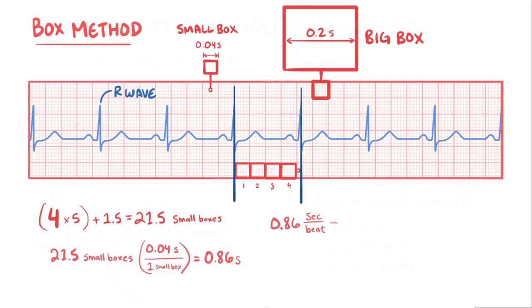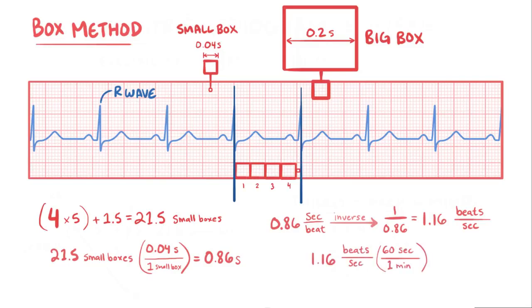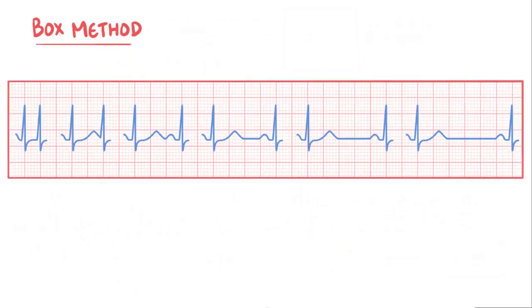Now, to get something a little more meaningful, we can take the inverse of that, which is 1 over 0.86 beats per second, or 1.16 beats per second. Now, since there are 60 seconds in a minute, we can multiply this by 60 and end up with 70 beats per minute, which is the heart rate. Now, if the distance between 2 R waves is exactly 1 box, then the heart rate would be 300 beats per minute, which is really fast.